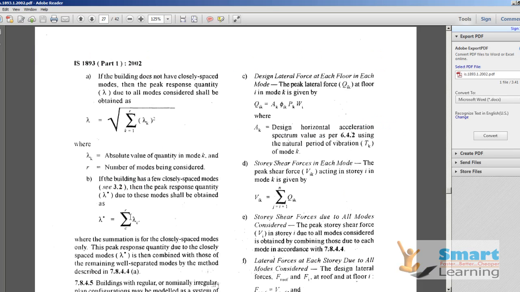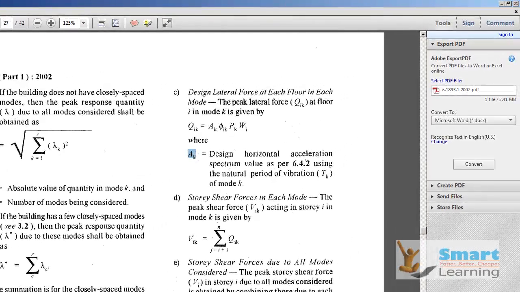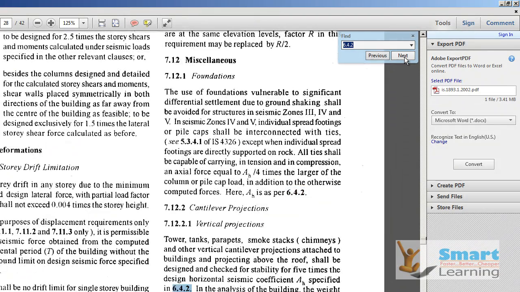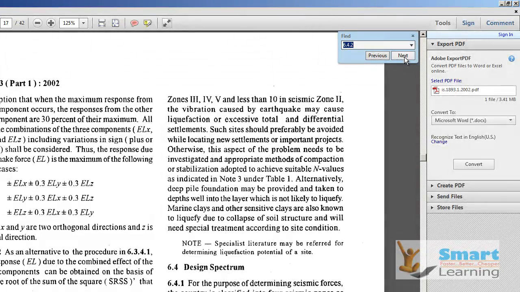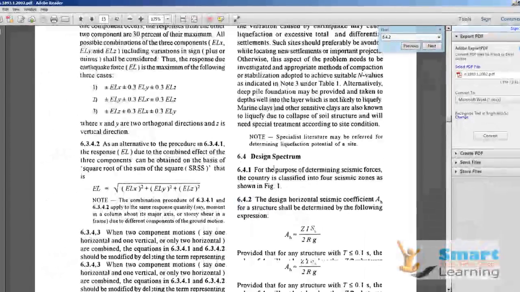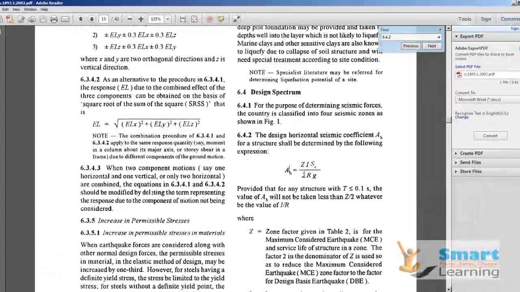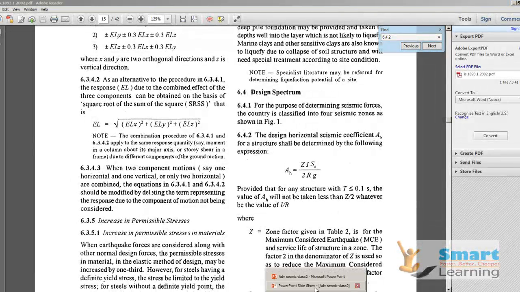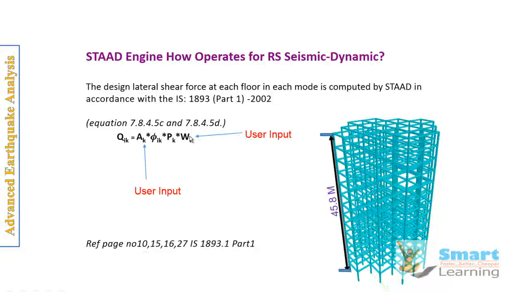This is the code which you can see: Qik equal to Ak into phi ik into Pk into Wi, where Ak we are going to compute as this user input, the design horizontal acceleration spectrum, which you can find from clause number 6.4.2. This Z by 2, I by R, Sa by g, that the user needs to calculate, and Wi we are going to assign as the lumped mass weight of the structure. This is Wi. So regarding this I will give more explanation while moving and understanding inside the session.